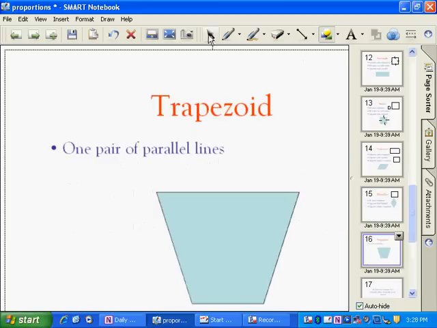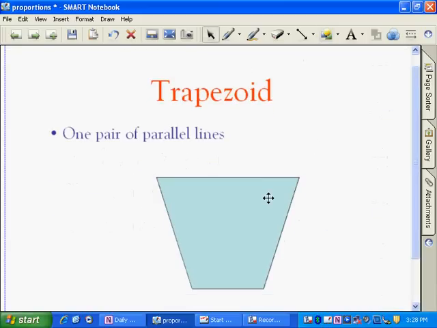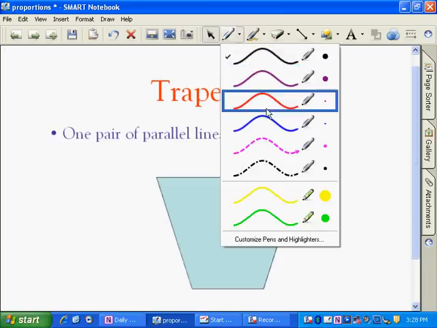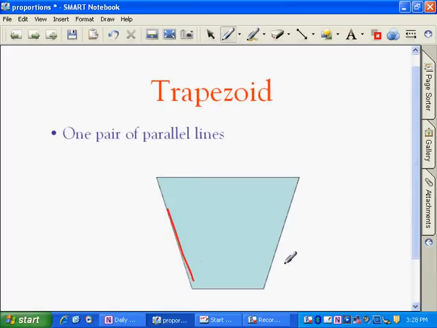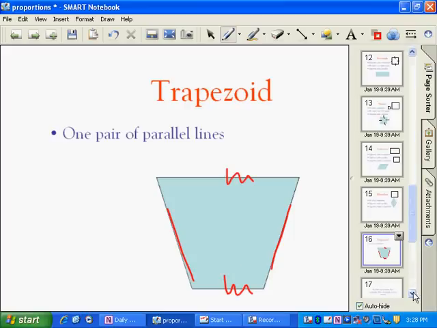And then the last one that I would like for you to know is a trapezoid. And the only criteria to be classified a trapezoid, other than to be a quadrilateral, to have four sides, is that it has one pair of parallel lines. And these lines right here are not parallel to each other because they're not the same distance from each other all the way up and down. These lines are parallel to each other, so it has one pair of parallel lines. All the other shapes that we've talked about have had two pairs of parallel lines, but a trapezoid can only have one pair of parallel lines.